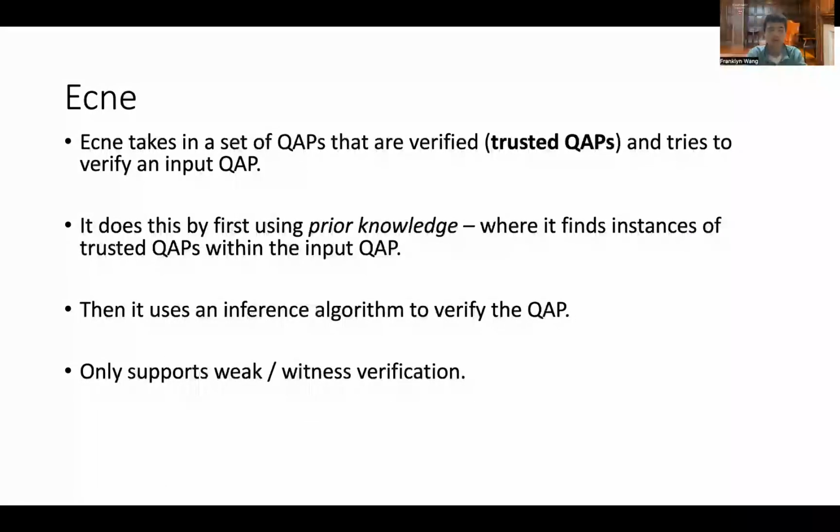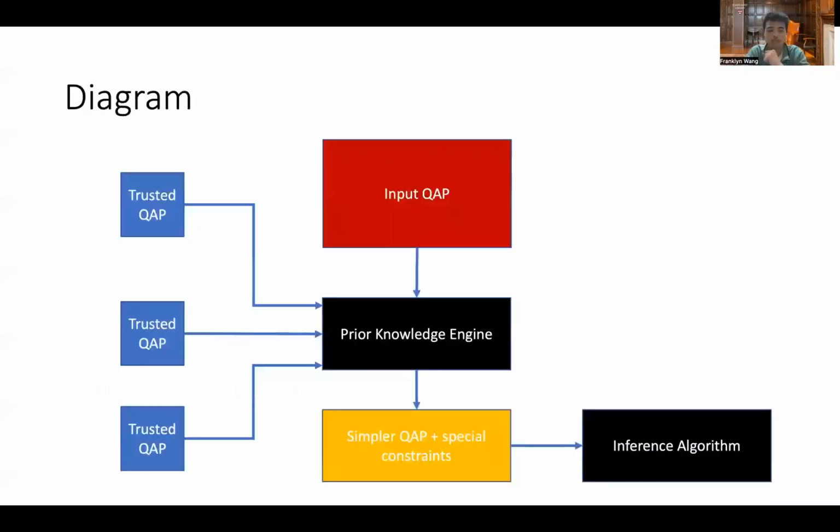So now let me talk about what Ecne does. Ecne will take in a set of QAPs that are verified, potentially nothing, by the way, that it uses like trusted QAPs. And then it will try to verify a new QAP. The first step is using prior knowledge, where it finds instances of trusted QAPs within this input QAP. Then it will use an inference algorithm to verify that QAP. And as I mentioned before, this only supports weak and witness verification. Strong verification would require, I think, something akin to a theorem prover, and we did not do that.